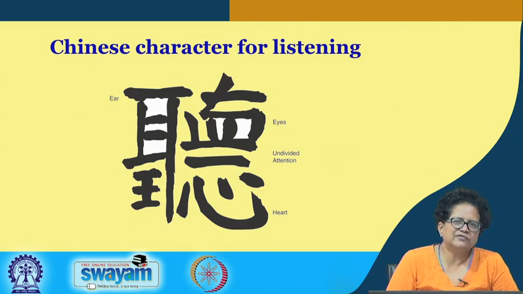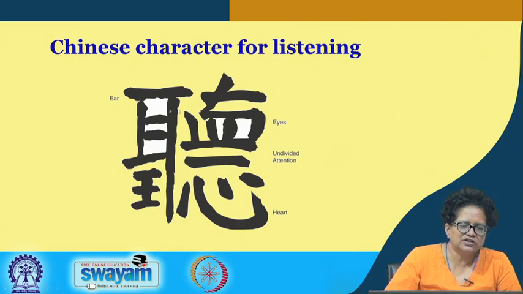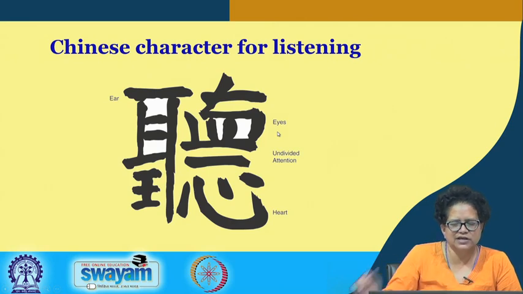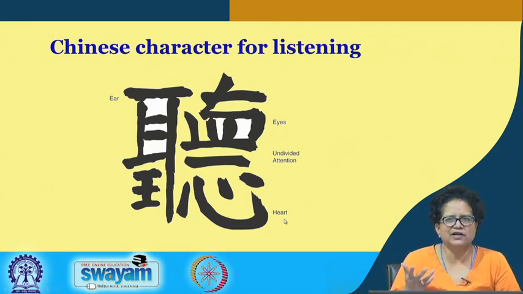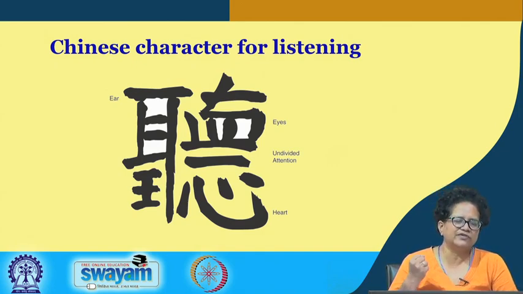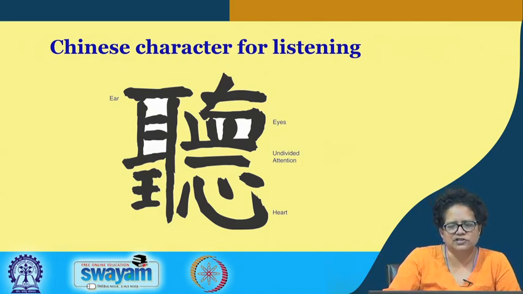The Chinese character for listening therefore says that listening involves all the three, not simply the ear, but the ear along with the eyes, that is what you are seeing, and heart, that is what you are feeling or undergoing, what are your emotions at the time of listening. And undivided attention between these three, first is ear, second eye, and third heart. This is the Chinese character for listening.